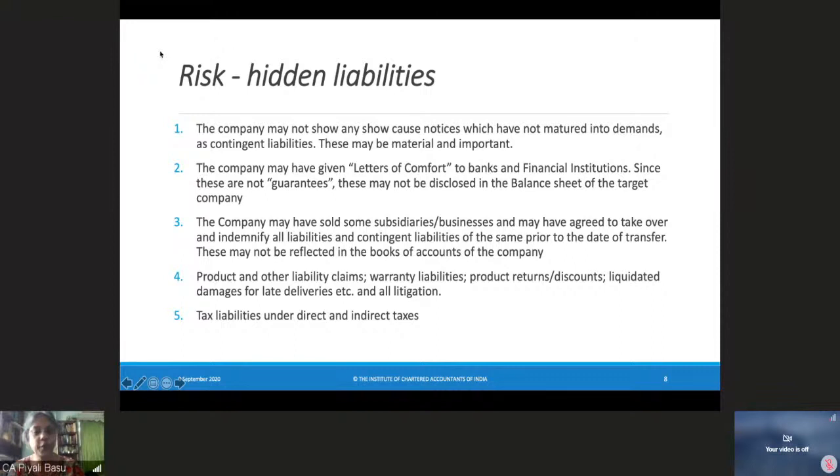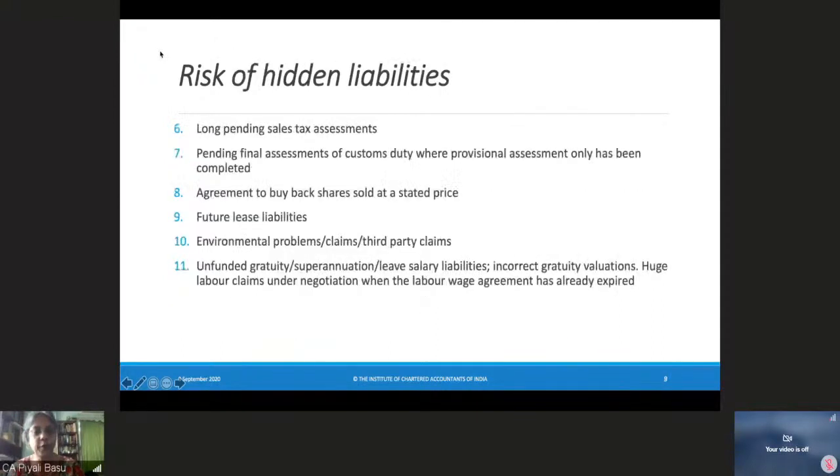Yes, very good. Tax liabilities under direct or indirect taxes. Long pending sales tax assessment. No more sales tax, nevertheless indirect tax, because it's there in your study material. Pending final assessment, sales tax assessments are still there. I'm sorry, I withdraw my statement. All sales tax assessments are still there. So one has to take that into consideration.